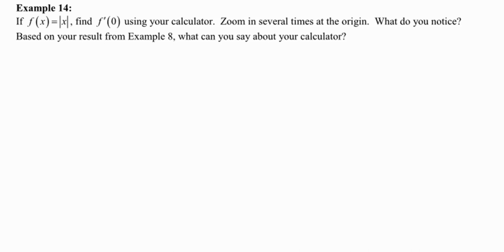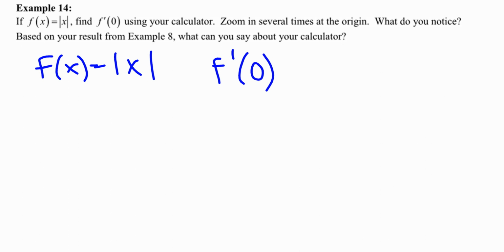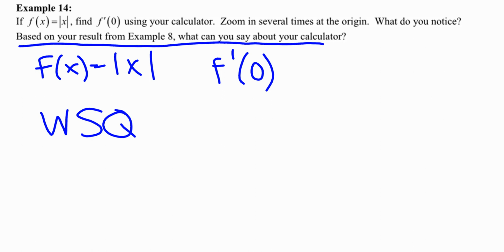So I would like you to try to find, using f of x equals absolute value of x, f prime of 0 using your calculator. See if you can figure out what you want to do there, and put your result, what you get, in your whisk, and then based on your result from example 8, what can you say about your calculator? Okay, that's very important. Put it into your whisk.